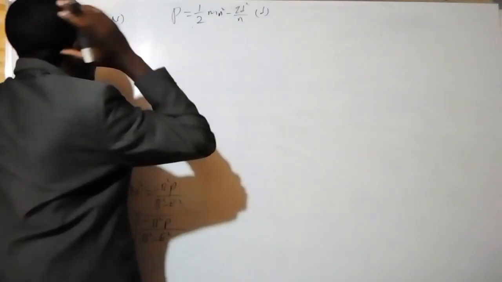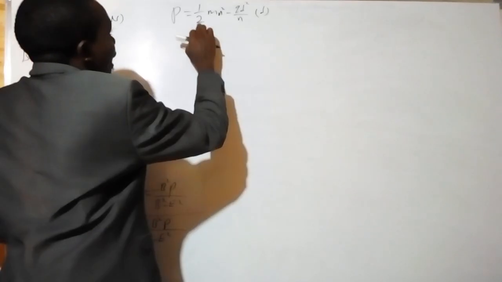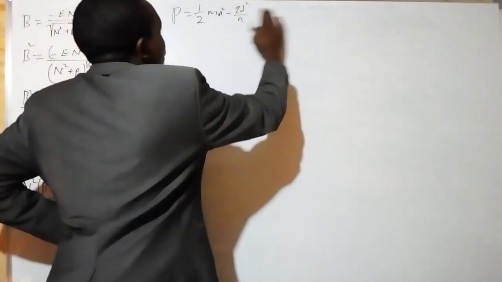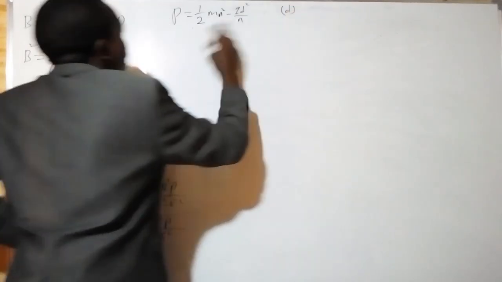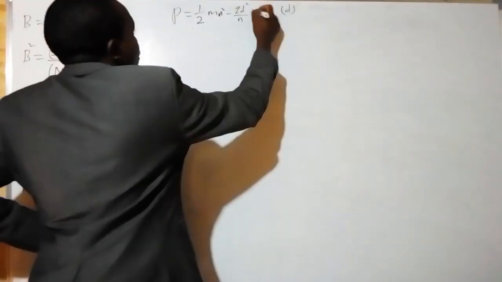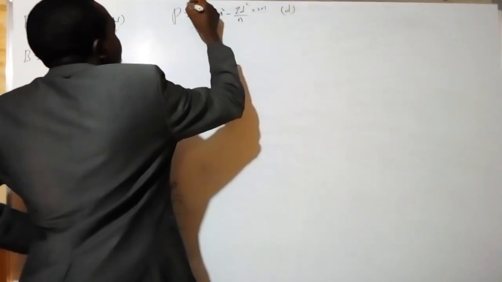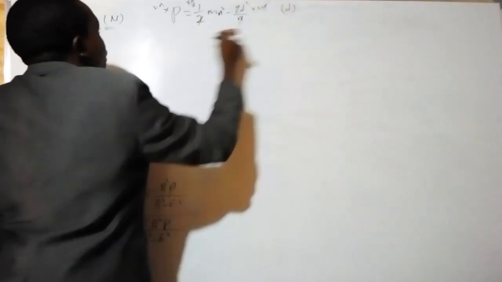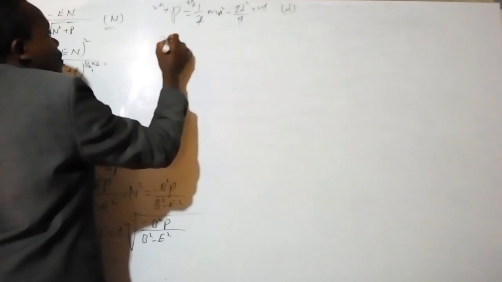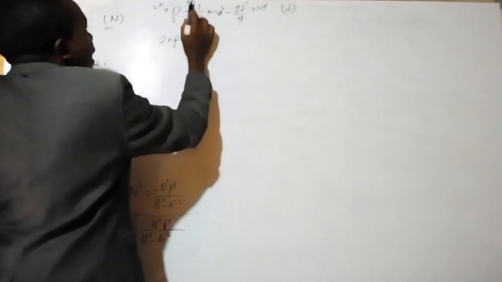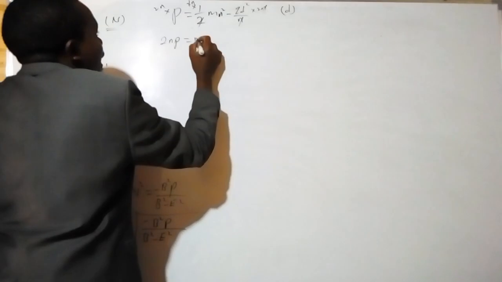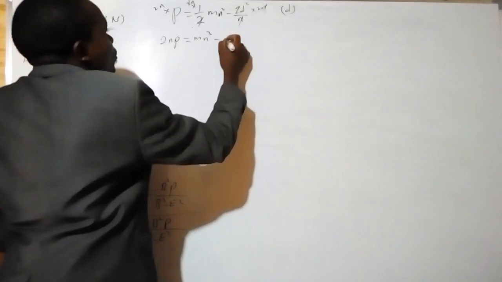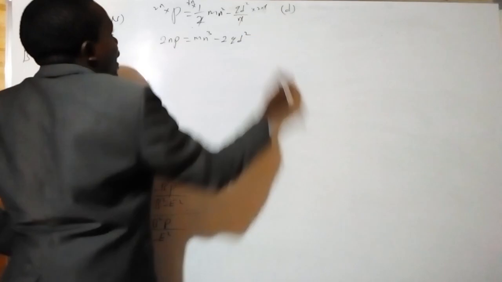First of all, LCM. I can see denominators 2 and n. What we are going to do is multiply by the LCM of 2 and n, which is 2n. 2 and 2 cancel out, n and n cancel out. 2n times p, 2np, is equals to n times mn squared, mn cubed, minus 2qd squared.